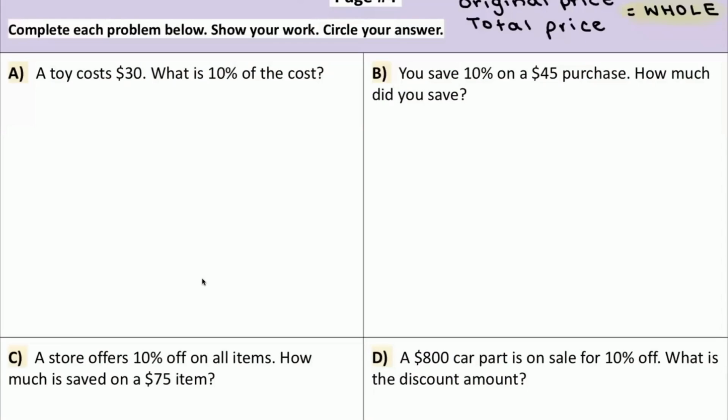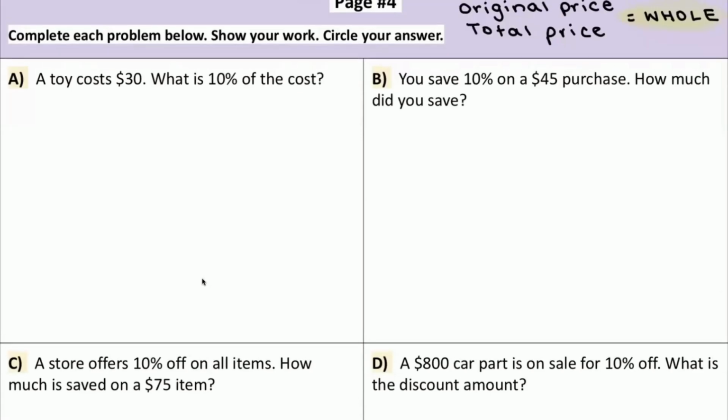Remember to pause the video if you need more time. If we know the discount, if we know the tip, interest, or commission, that's considered the part. So this is going to help you on page 4, 5, and 6. Pause the video, make sure you have this down, and then let's get started on problem A.